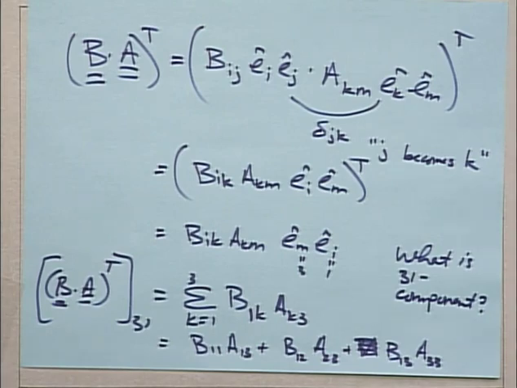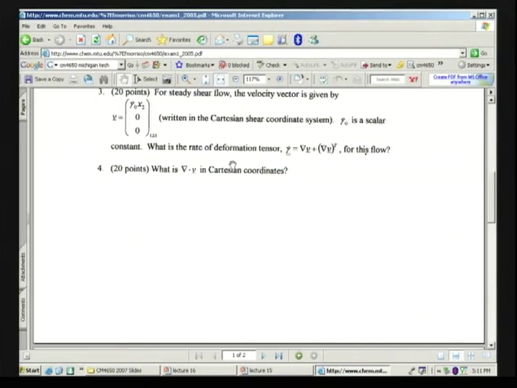All right, next one. For steady shear flow, the velocity vector is given by this. Gamma dot naught is a scalar constant. What is the rate of deformation tensor for this flow?